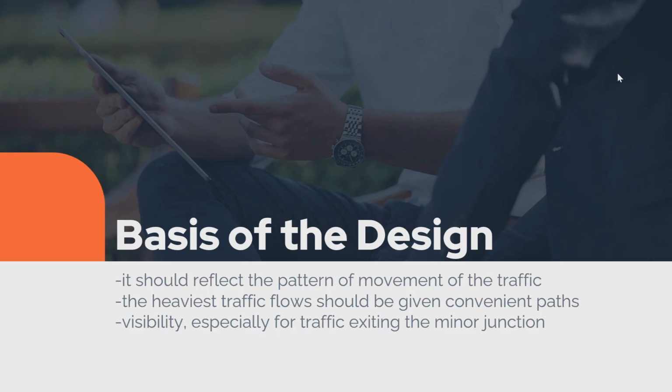The principle at the basis of the design of priority intersections is that it should reflect the pattern of movement of the traffic. The heaviest traffic flows should be afforded the easiest paths. Visibility, particularly for traffic exiting the minor junction, is a crucial factor in the layout of a priority intersection. Low visibility can increase the rate of occurrence of serious accidents, as well as reduce the basic capacity of the intersection itself.